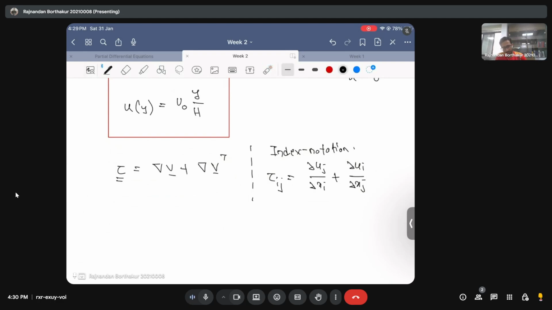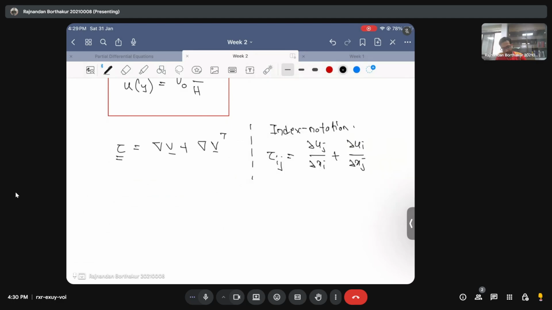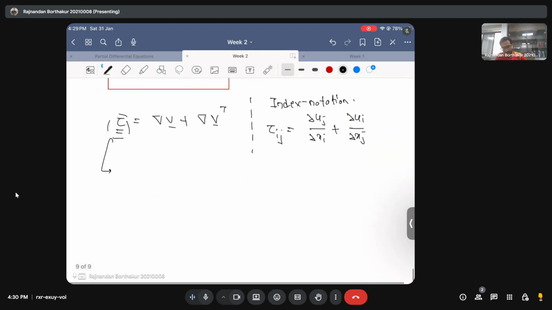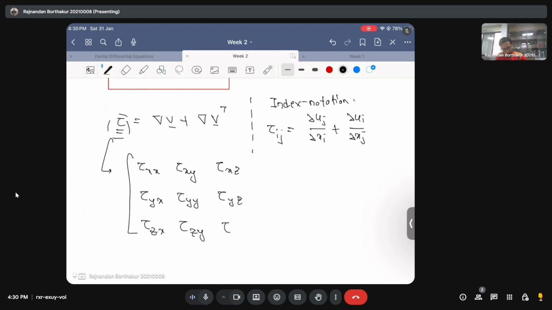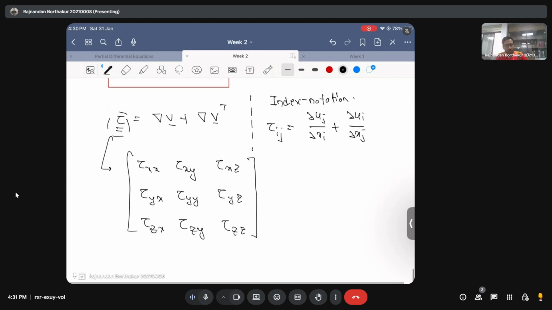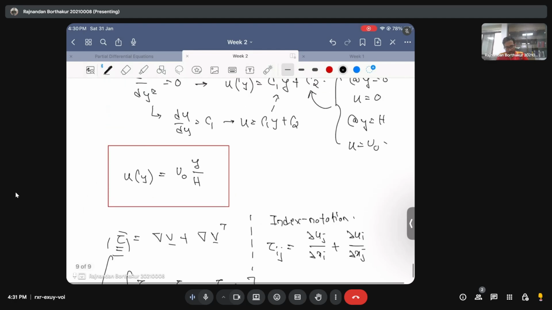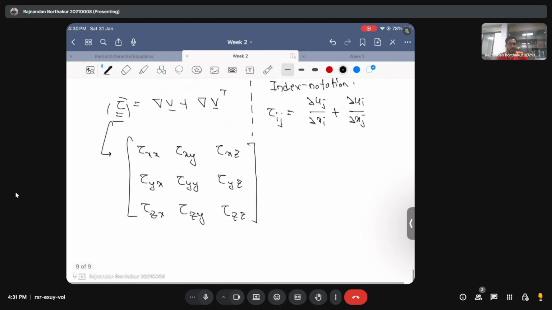But since this stress is basically a tensor, you are supposed to have 9 components. This is something that we discussed in 3D geometry. So for instance, you are going to have tau xx, tau xy, tau xz, tau yx, tau yy, tau yz, tau zx, tau zy, and tau zz. These are the components of stress, or the deviatoric stress, or sometimes also called the viscous stress, that you get when you write this in 3 dimensions.